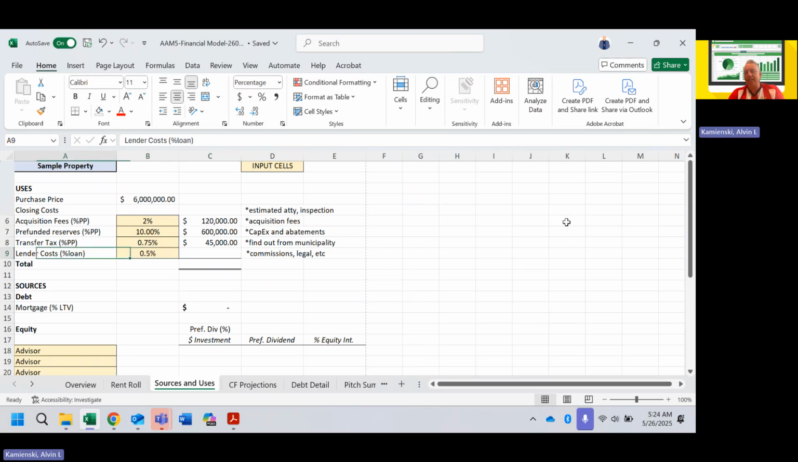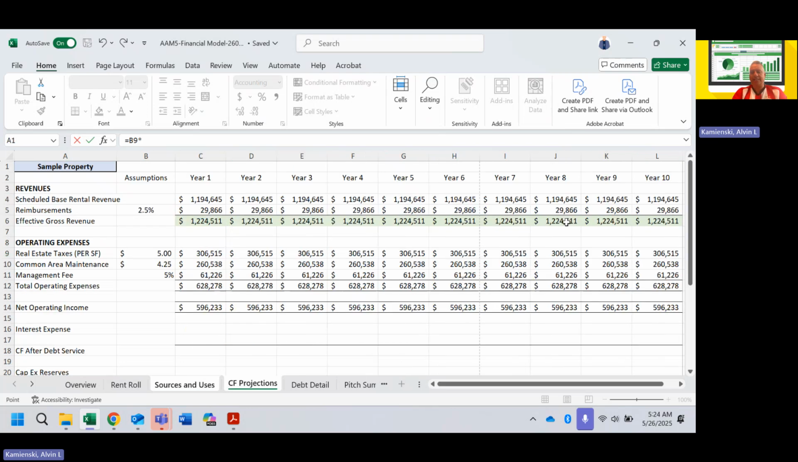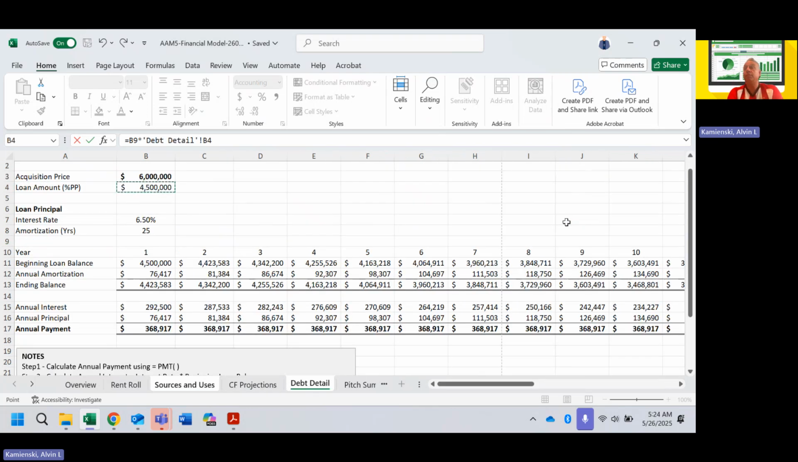The last one is the lender gets paid equals 5% multiplied by, off of your debt detail, we're borrowing $4.5 million.